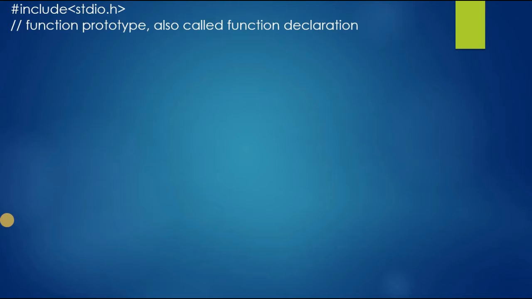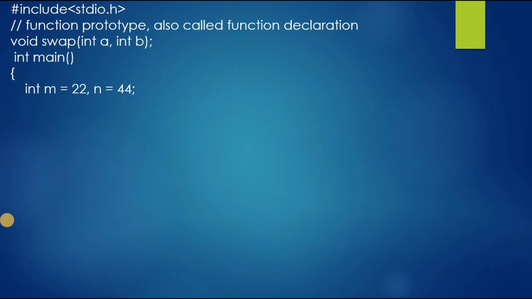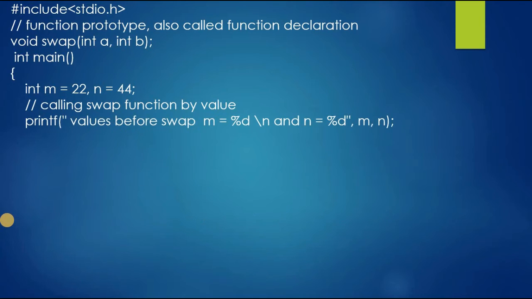Now we will see a program. First we declared a preprocessor command, then we declare the function. Our function is void swap, and the arguments are int a, int b. Then we have the main function, int main. We open a curly bracket here. Then we declare integer type variables m and n, where m is equal to 22 and n is declared as 44. Then we are calling our swap function by using call by value.